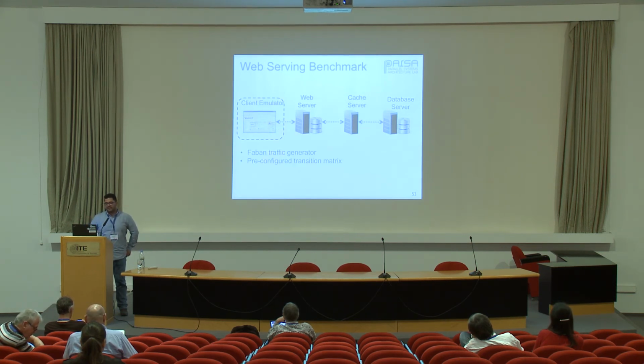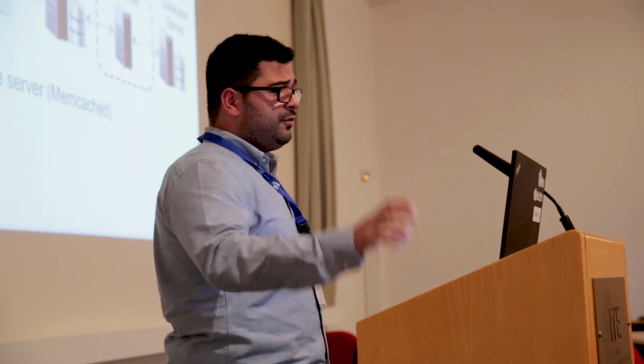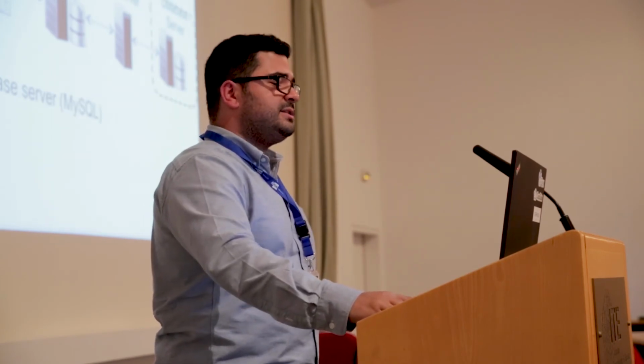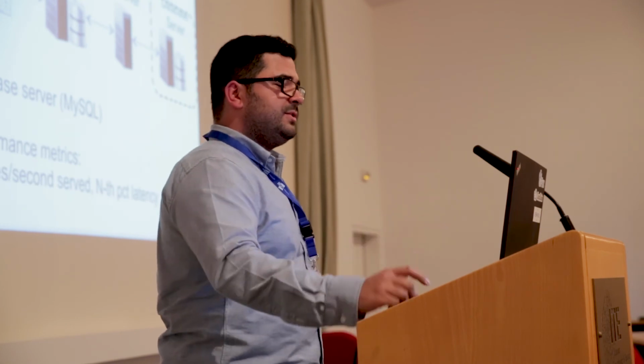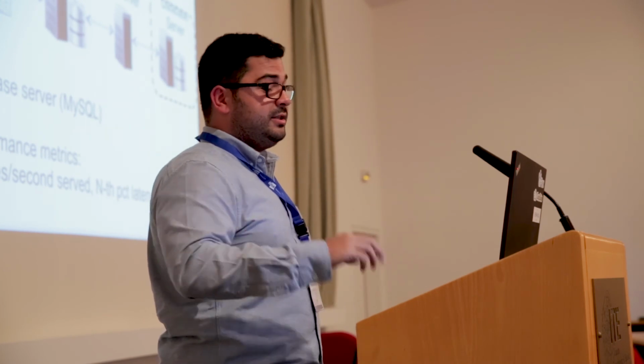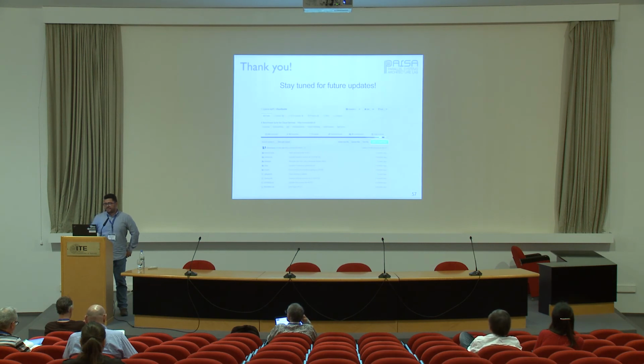We have, again, the Faban traffic generator for client emulation, with a pre-configured transition matrix. For the web server, we have Nginx. The application server is PHP, and the social network engine here is Elgg. For the caching server, again, you utilize memcached, and the database is MySQL. Again, the same performance metric. All these online services rely on latency for QoS.